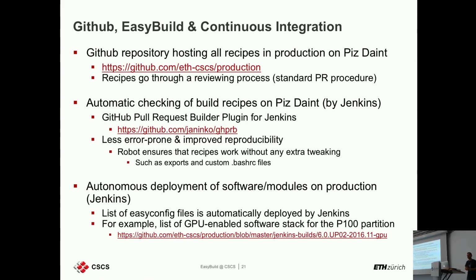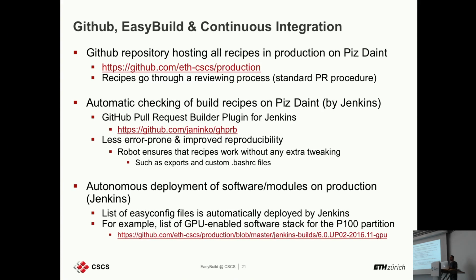So the last thing is the deployment of this software. So first part is just to test the pull request. Then we have another list of easy config files that we say that we actually support in production. So we have just a text file with the names of the easy config files that should be deployed on production. So this is where we control what should be installed and what should be deprecated.